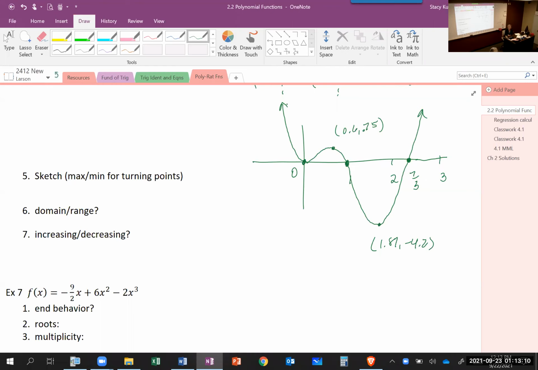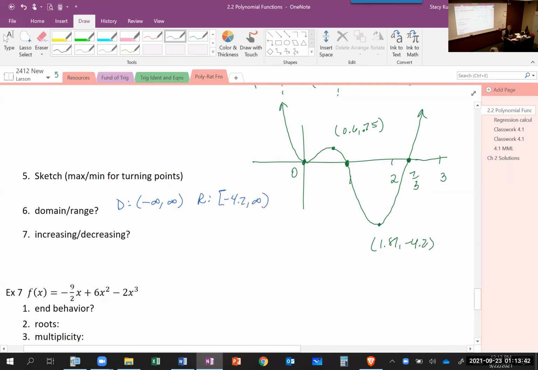Now, what is the domain of this function? Negative to positive infinity. So the domain would be from negative to positive infinity. What's the range of this function? y is greater than negative 4.2, so greater than or equal to, right? I can include the negative 4.2. So we have a bracket of negative 4.2 up to infinity.